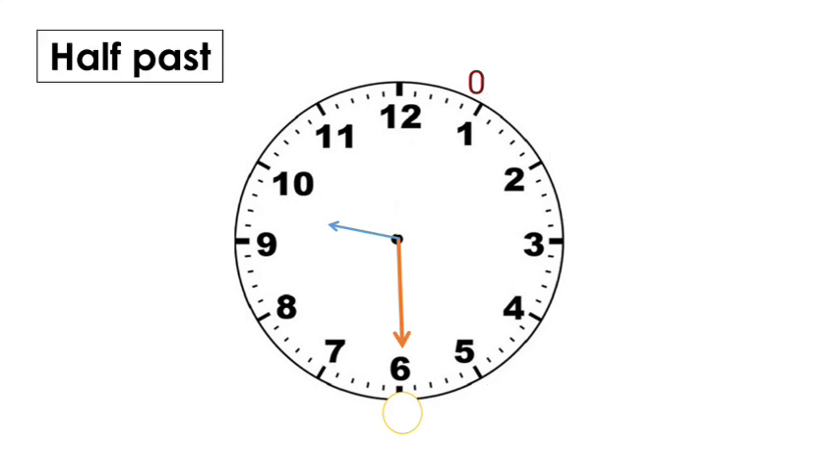We can see the short hand is between 9 and 10, and the long hand is at 6. In order to know the minutes of 6, we need to skip count by 5s. Let's skip count by 5s until we get to 6. Let's start at 1. 5, 10, 15, 20, 25, 30. So, 6 is 30 minutes.